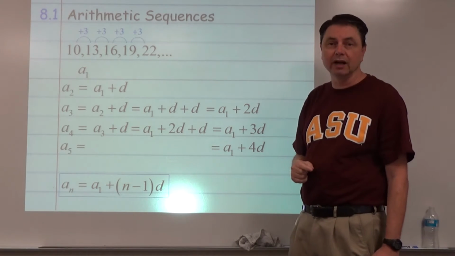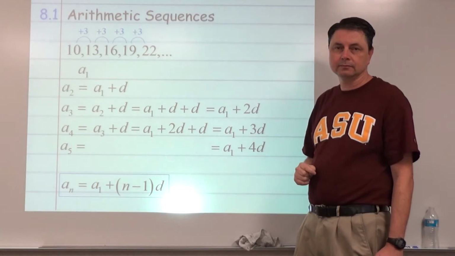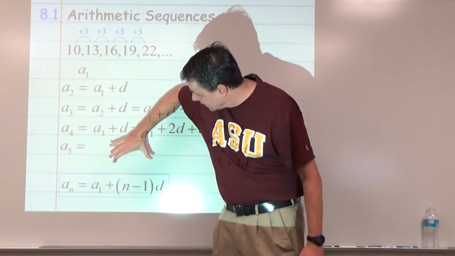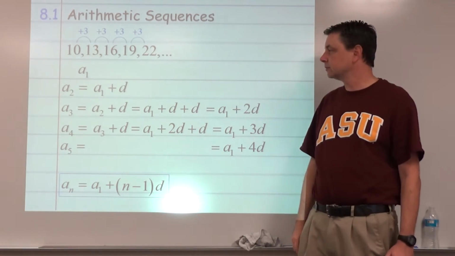And that's our formula for arithmetic sequences. A sub n equals A sub 1 plus n minus 1 times d, the common difference.